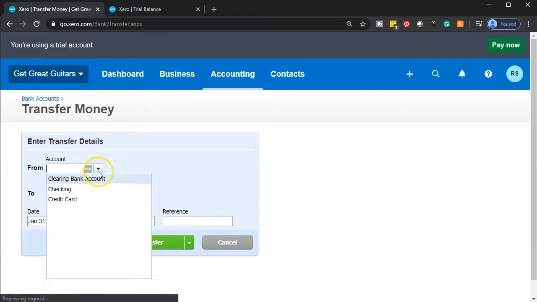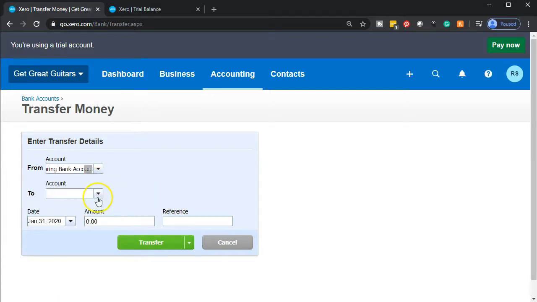So it's going to be going out of the clearing account and it's going to be going into the checking account. That's where it needs to be. It's going into the correct checking account. It's going to be for the amount of the 847.5. And so there we have it.